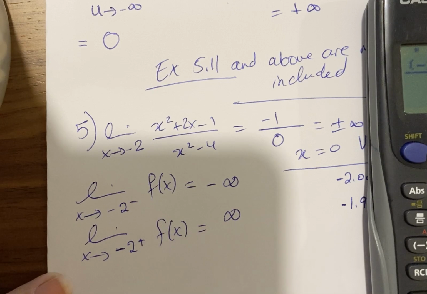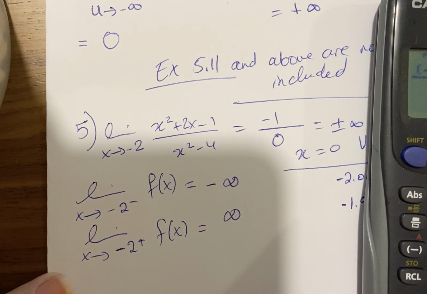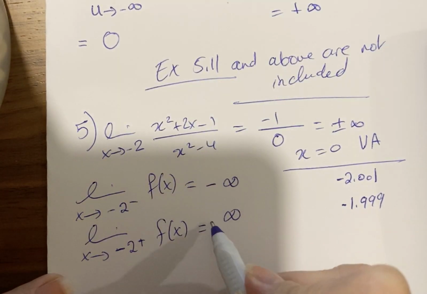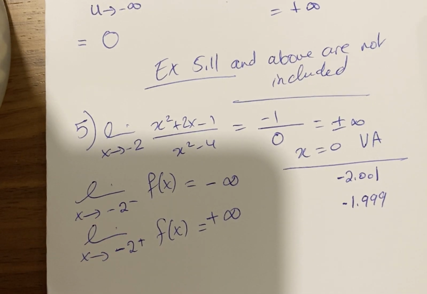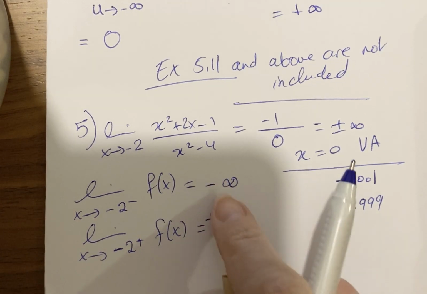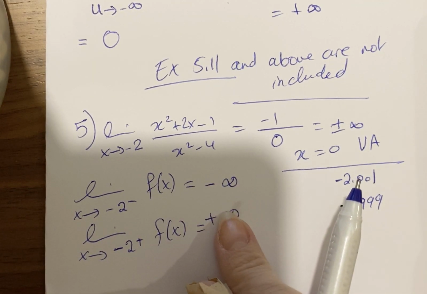Do not assume this is positive. What do you have to do? You have to check it all over again. So you put minus 1.999 in the same expression. The answer will be a large positive number. So this means it's plus infinity from this side. These are called infinite limits, not limits at infinity. We get limits that are infinite, with infinity at the end.